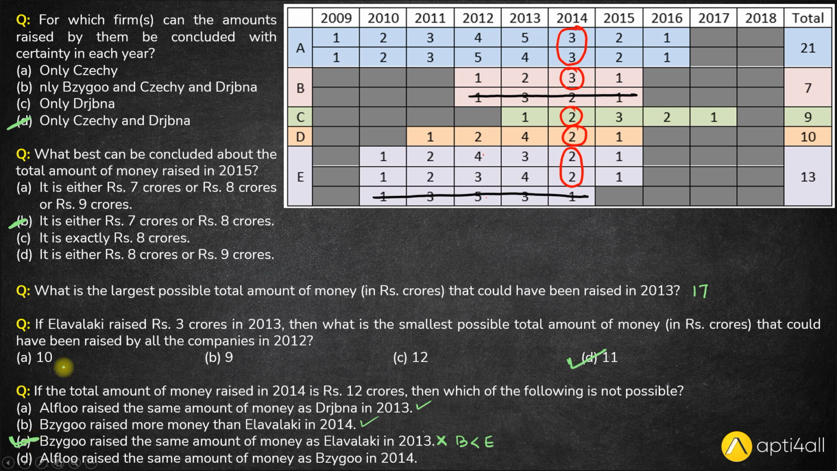Right? And let's just check option D as well. A raised the same amount as B in 14. So A raised 3 crores, B also raised 3 crores, so this is definitely true. So out of the 4 options given, A, B and D are possible, only C is definitely not possible. So option C is the right answer. So that's it for the set. Thank you.